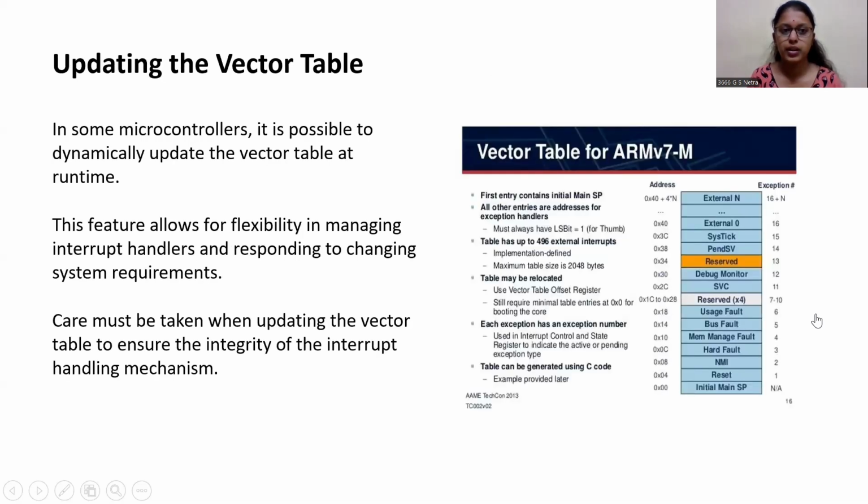Next, updating the vector table. In some microcontrollers, it is possible to dynamically update the vector table at runtime. This feature allows for flexibility in managing interrupt handlers and responding to changed system requirements. Care must be taken when updating the vector table to ensure the integrity of the interrupt handling mechanism.